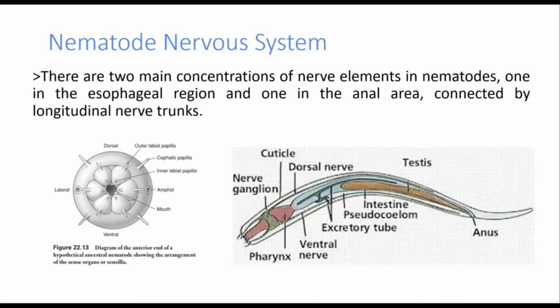Nematodes have a variety of sensilla, shown in Figure 22.13. These are small sense organs, the most prominent of which are cephalic and caudal papillae, and amphids and phasmids. The amphids, as you can see, are a pair of rather complex sensilla that open laterally on each side of the head, about the same level as the cephalic circle of papillae.